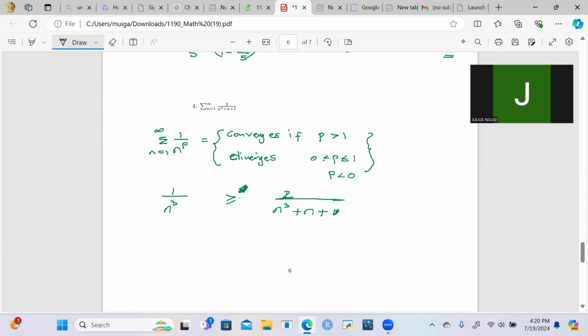So what we know about the sum as n starts from 1 to infinity is that this one converges, because in this case p equals 3. So this one converges. Now, if the one which is converging is bigger, then that automatically means that the ones which are smaller than that have to converge. Converges.